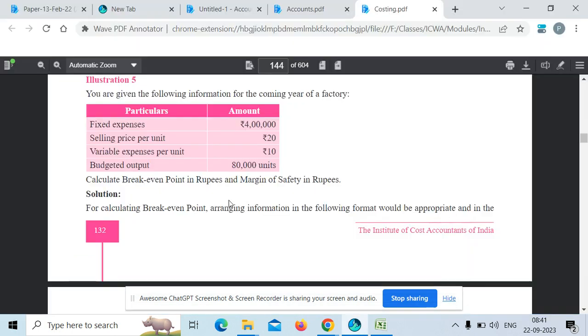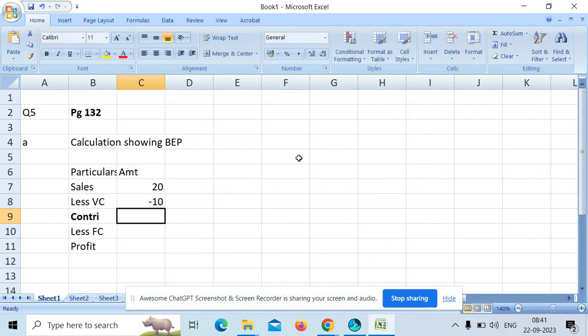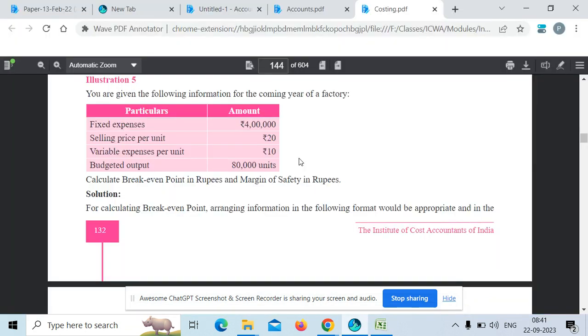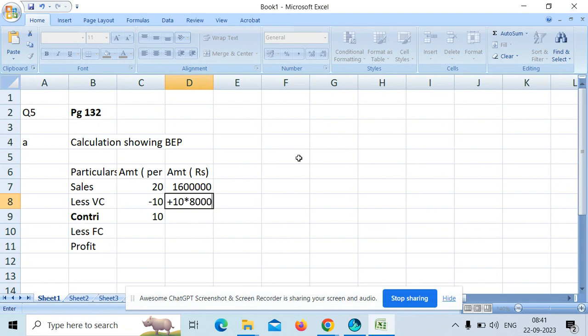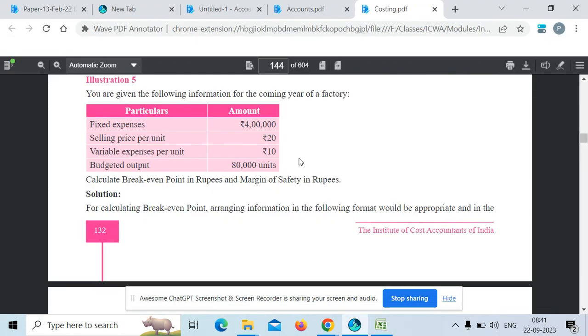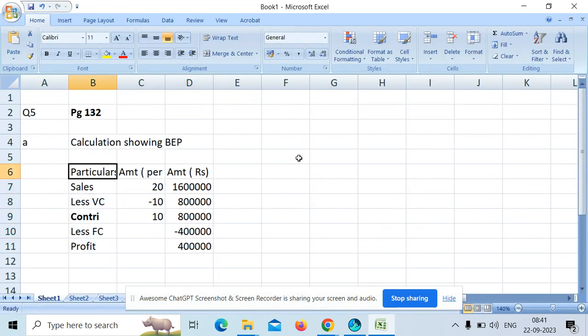They have given me sales rupees 20 and variable cost rupees 10, so I'll get contribution as rupees 10. Then have they given me fixed expenses? Yes. This is the amount per unit, and this is the amount in rupees: 20 into 80,000, 10 into 80,000. Here we have fixed expenses of 4 lakhs. If I subtract this, I get 4 lakh as profit. So I'm ready with this statement.